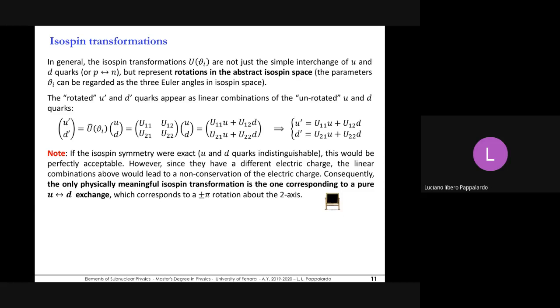The problem is that if isospin symmetry were exact, and so up and down quarks were indeed indistinguishable, this would be perfectly fine, perfectly acceptable. However, we know that up and down quarks have different electric charge, and also slightly different mass. So the linear combination above would lead to a non-conservation of electric charge. Consequently, it turns out that the only physically meaningful isospin transformation is the one corresponding to a pure u to d exchange, which in turn corresponds to rotating by plus pi or minus pi the up and down states in the two axes. So let's also show this on the board.